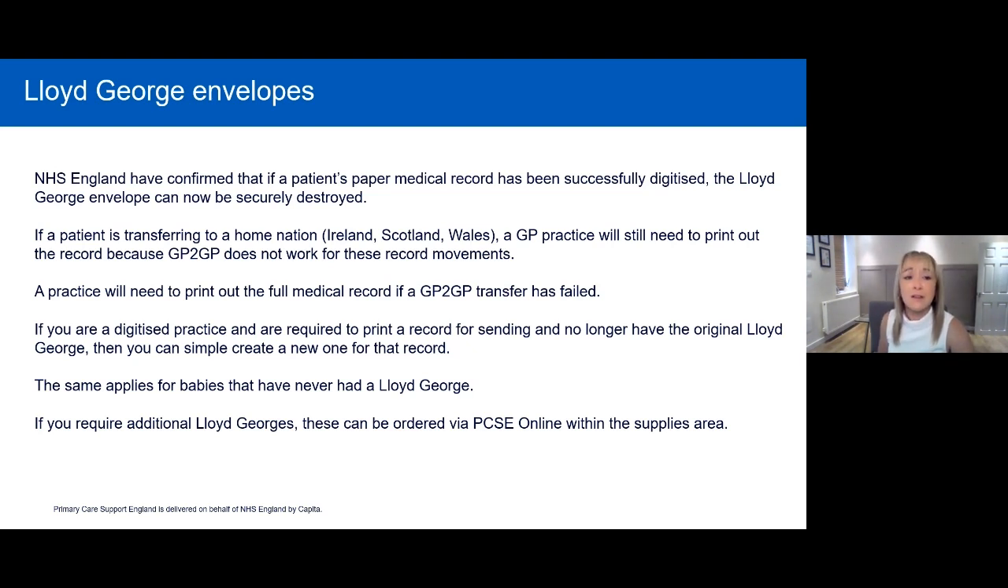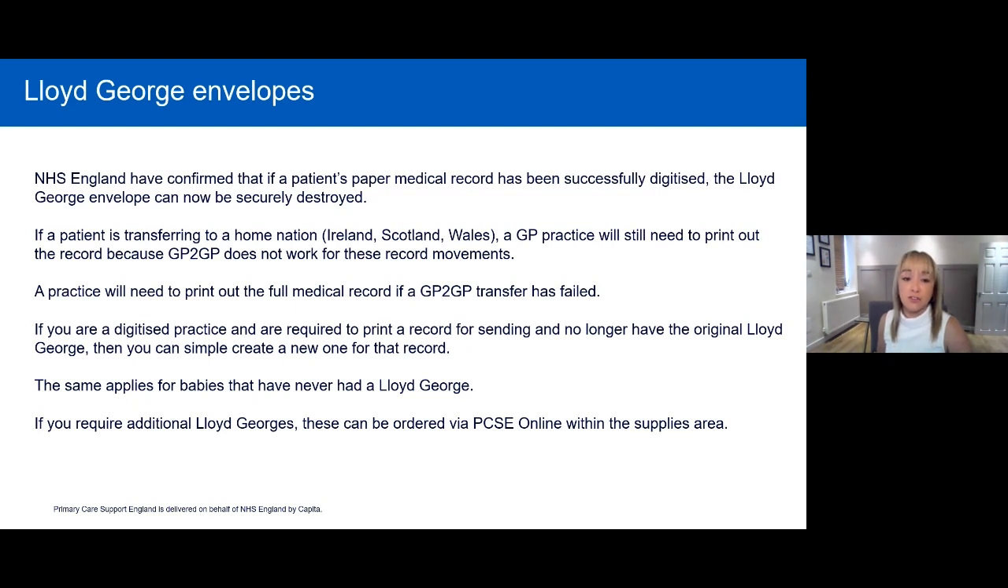So a practice will need to print out the full medical record if the GP to GP transfer has failed, which it will if they're going to a home nation because it doesn't work for those. And if you are a digitised practice and are required to print a record for sending and no longer have the original Lloyd George, then you can simply create a new one for that record that you do need to move. Now, this query came up quite a bit in the last webinar, and it applies the same for any babies that have never had a Lloyd George. You can simply print the record and create a new Lloyd George in order to send that record manually.